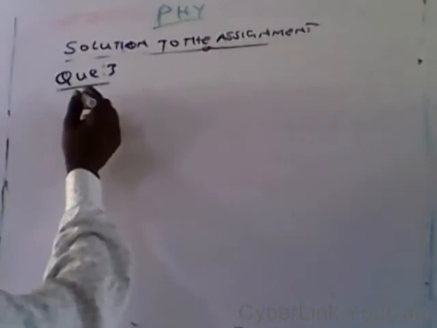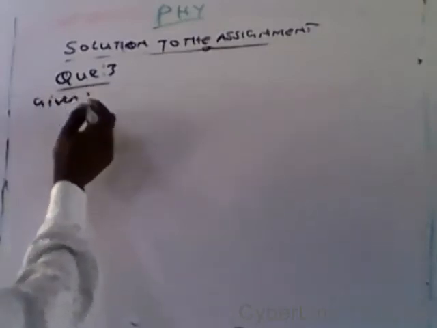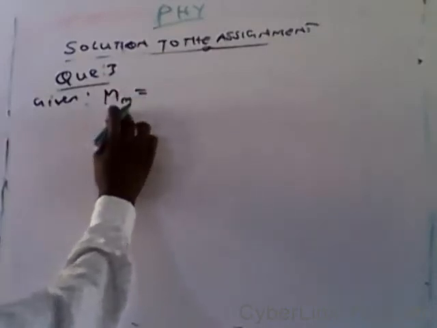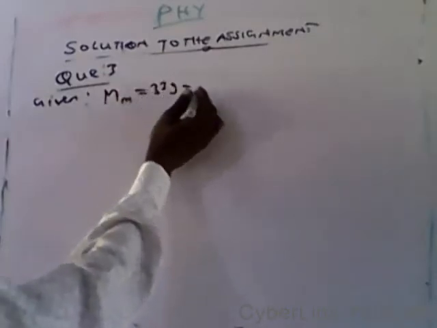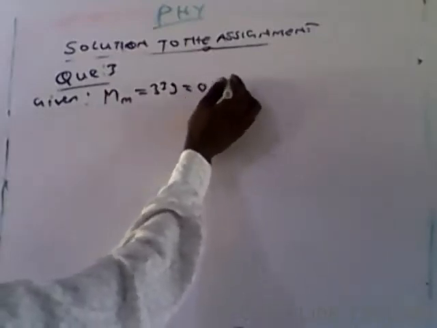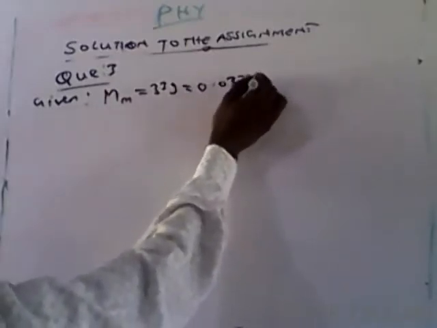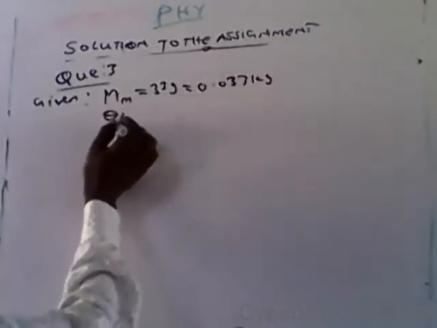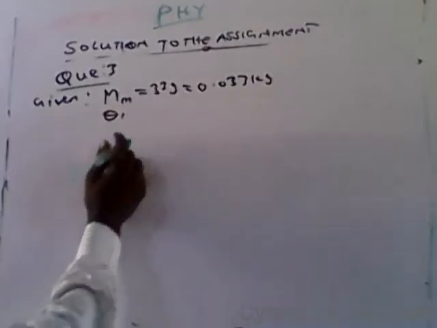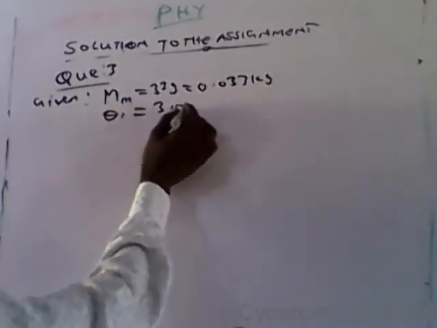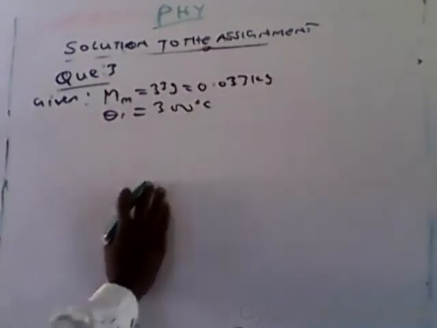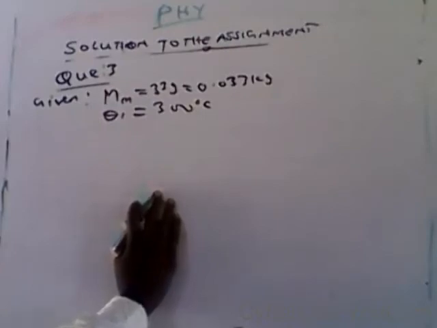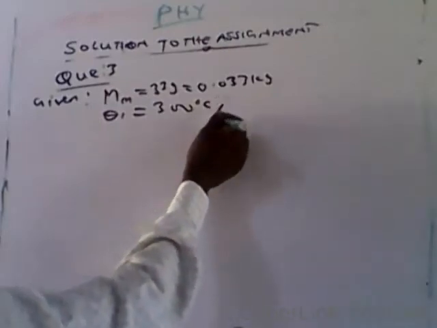Specific heat capacity of copper is given to be 399 joule per kg per Kelvin. So in this case, what are we given? We are given the mass of the material to be 33 grams. To convert this to kg, that is 0.033 kilogram. Then we are given θ1, the initial temperature of the material, that is 300 degrees Celsius.